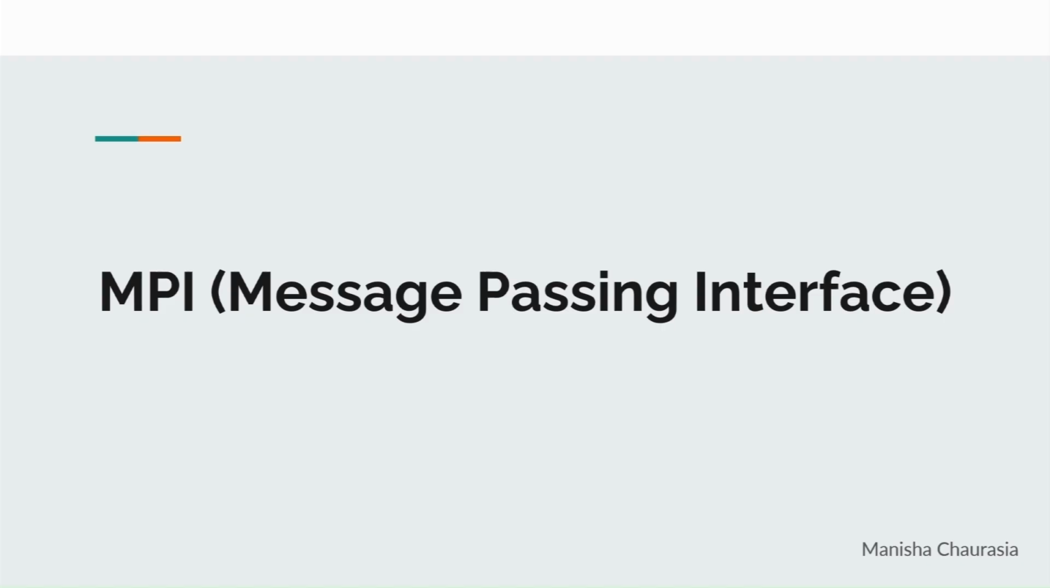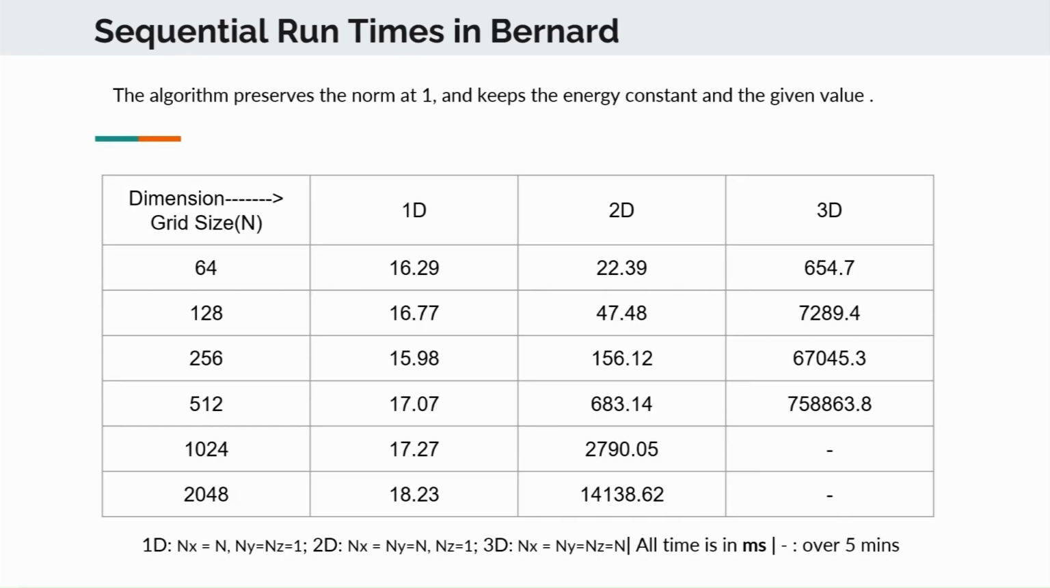For testing purposes, we use only 5 iterations by reducing the total time from 10 seconds to 0.05 seconds. Code is run on Bernard of IIT Kanpur. Here is the run for sequential code in Bernard. This algorithm keeps the normalization as 1 and also keeps the energy constant.